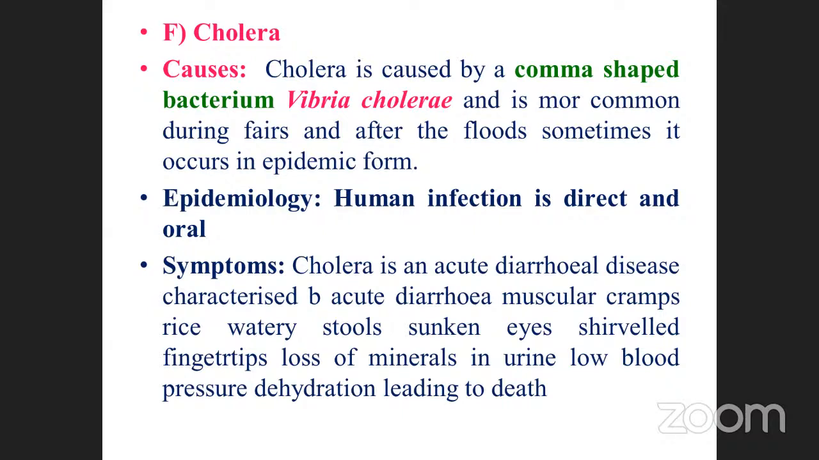See here, cholera. You already know about cholera. It's one of the bacteria. Which type of bacteria? We already saw it in the match the following; they asked questions on it in 2017. Causes: cholera is caused by the comma-shaped bacterium Vibrio cholerae, and is more common during the fast and after floods. Sometimes it occurs in epidemic form.